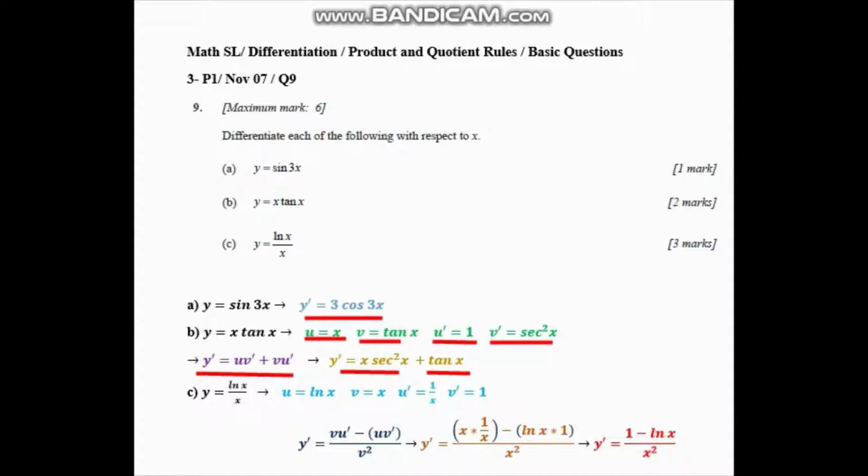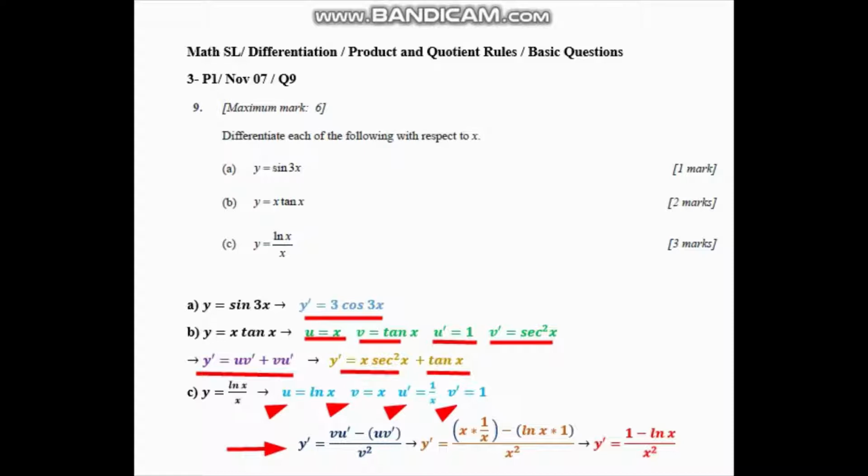For question C, this is the first time we meet the quotient rule. We have ln x over x. Again, these are 2 different functions of x, and we are going to again name our variables u, v, u dash, and v dash. And we're going to write down a different rule now, but it's pretty much the same idea. We have vu dash minus uv dash over v squared.